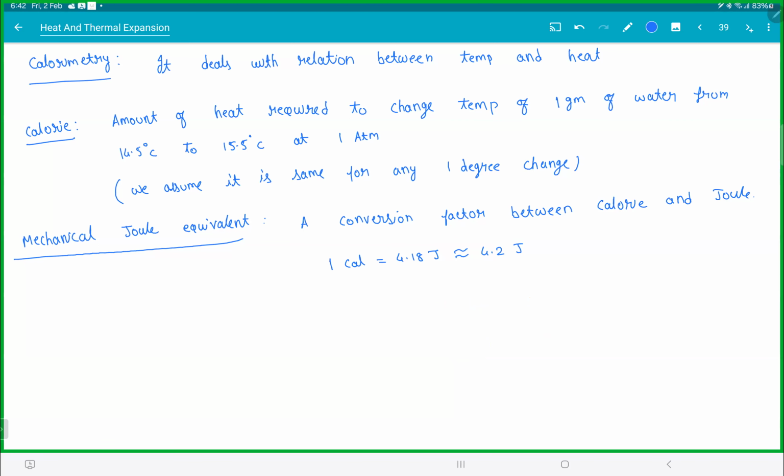Anyways, so this is the mechanical joule equivalent. Now, if you have a body here, let's say the temperature is T, the temperature becomes T plus dT when heat dQ is given. So we use dQ as a small heat. Q is the symbol for heat that we are going to use.